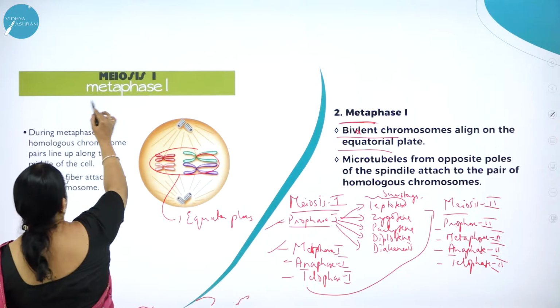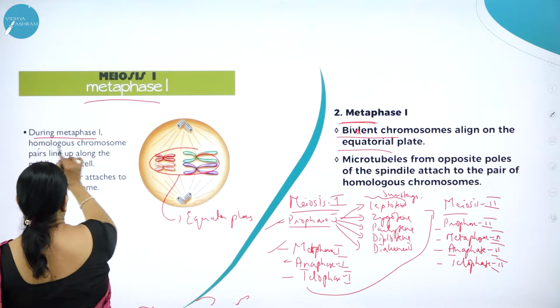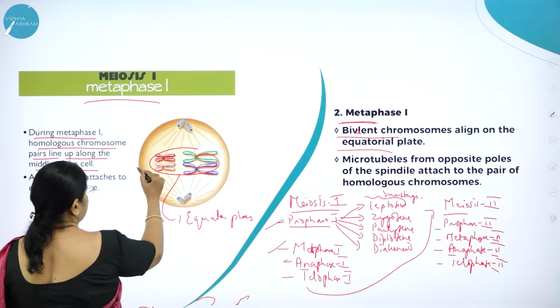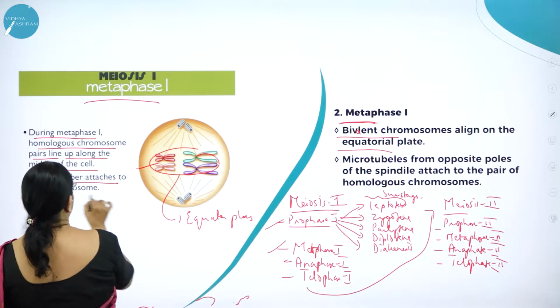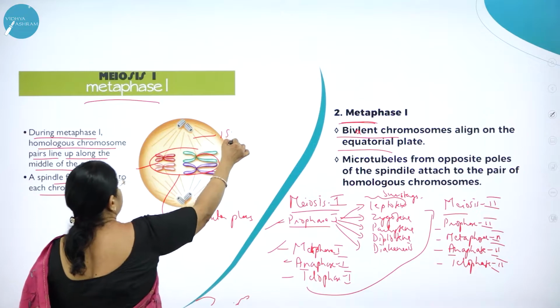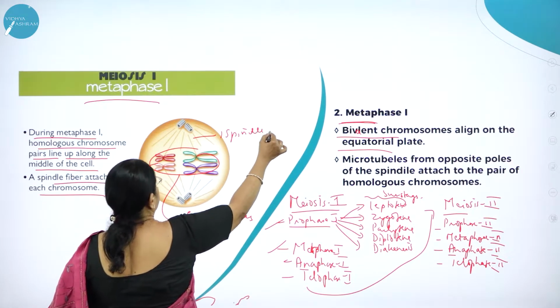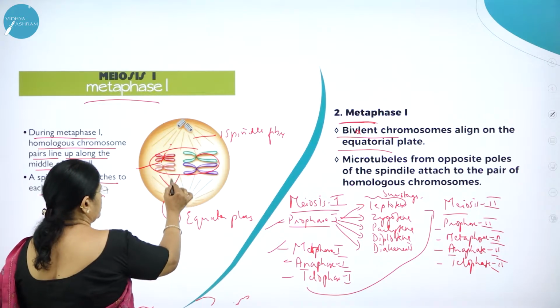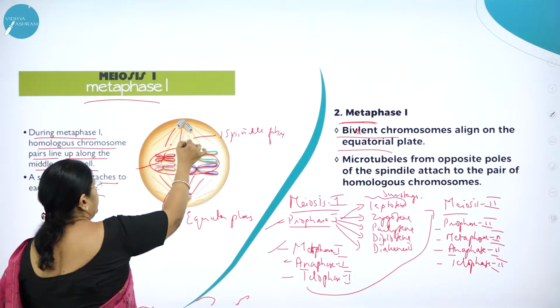Here in meiosis 1 during metaphase 1, homologous chromosome pairs line up along the middle of the cell. Here you can see a spindle fiber attaches to each chromosome. Each chromosome is attached by the spindle fiber.